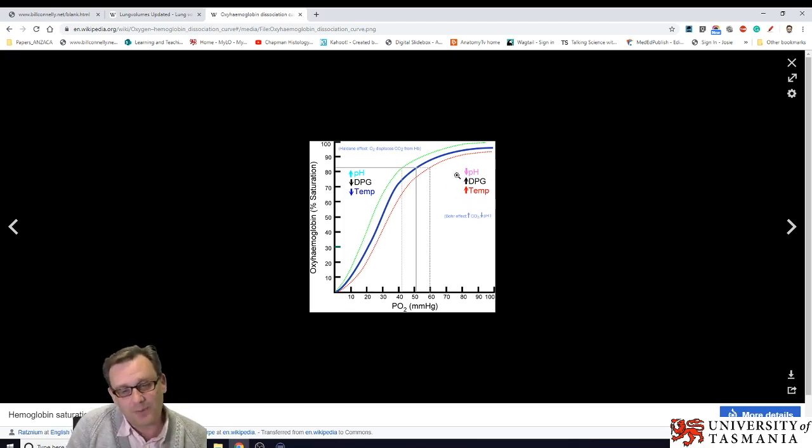But if we just focus on temperature and pH, what's going to happen when you're exercising? What's going to happen in the muscles? What's going to happen in the tissues when they're working and they're using more oxygen, right? So let's just focus on exercise. We're exercising. We know that we're going to be using more oxygen.